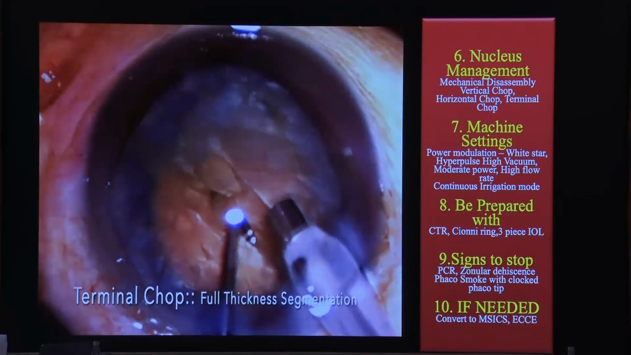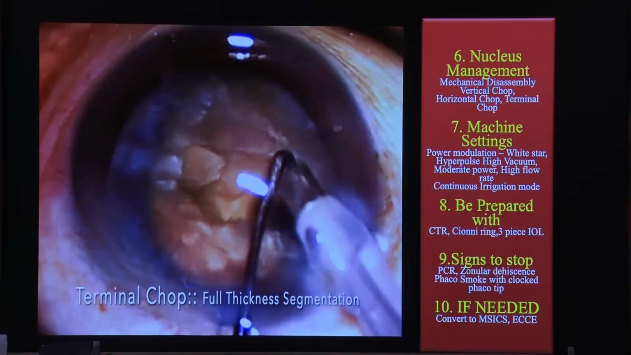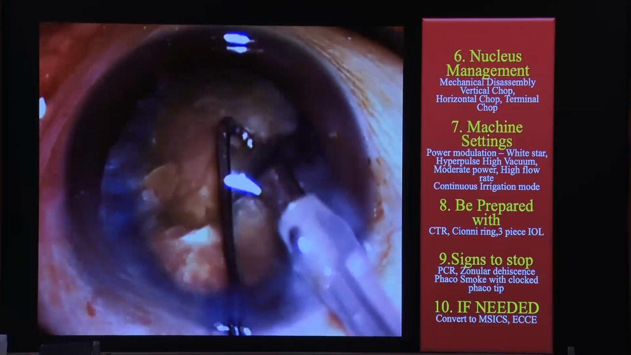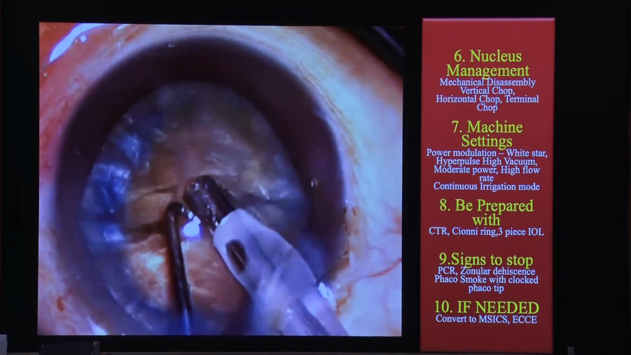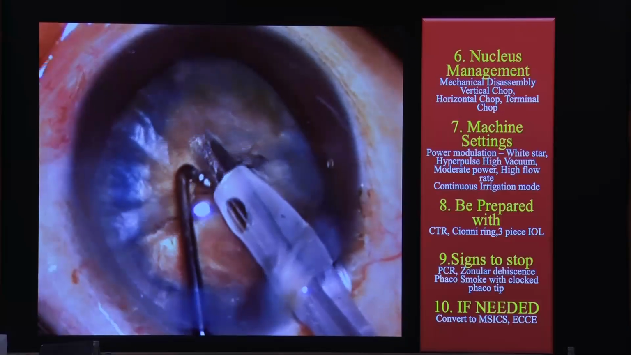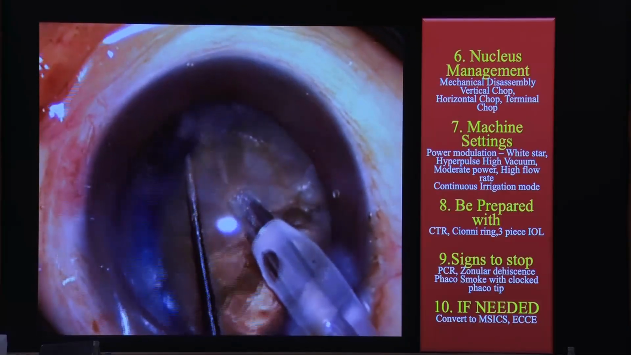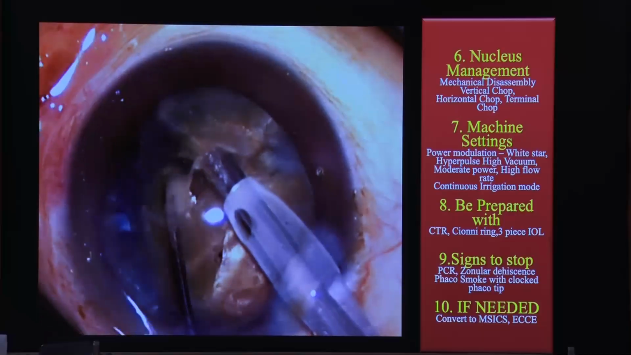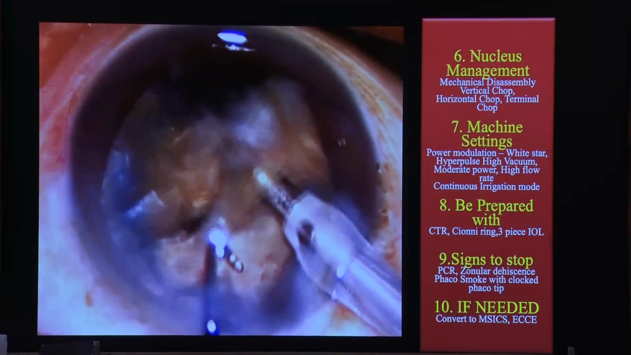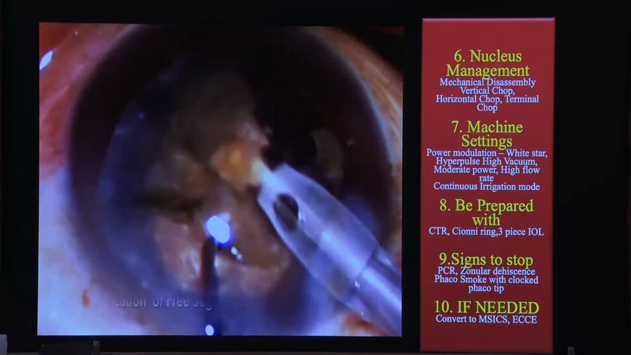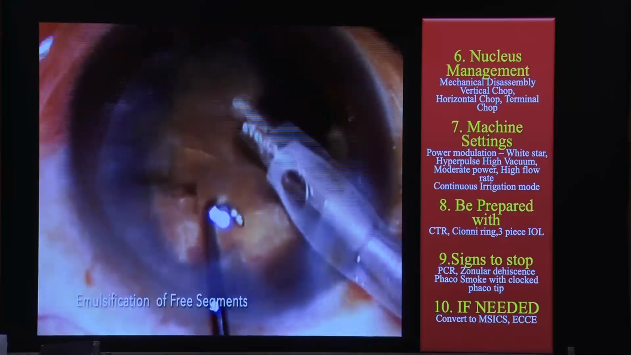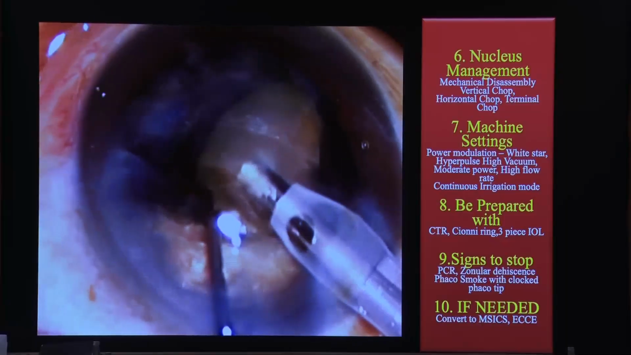Now, if you are using this technique, then you can see you get a complete fracture of the nucleus. The nucleus is now in 2 segments. So total fracture, you are not left with the posterior plate even here. Such an hard nucleus, and you see the fracture, the kind of fracture you get, and these pieces are now absolutely free. You draw them easily and start emulsification.